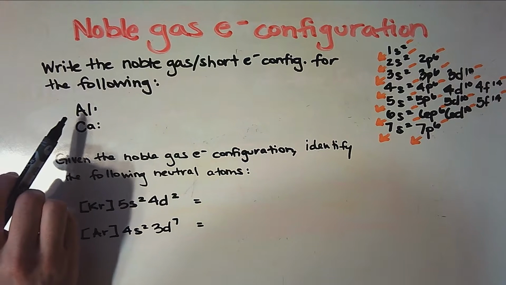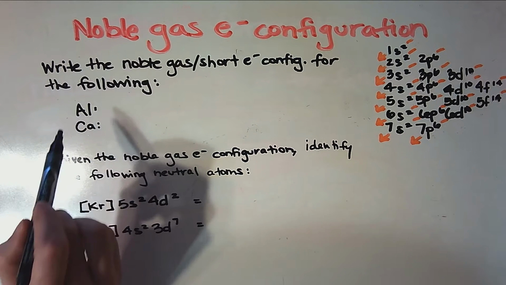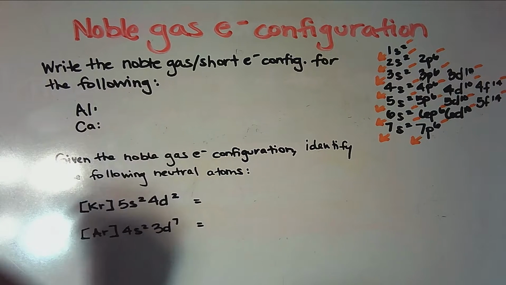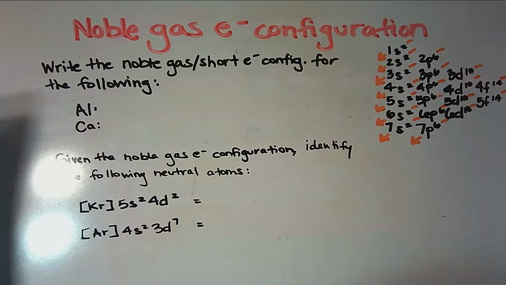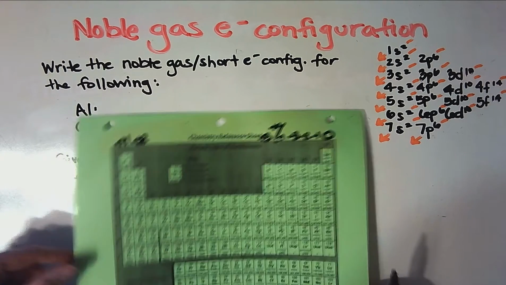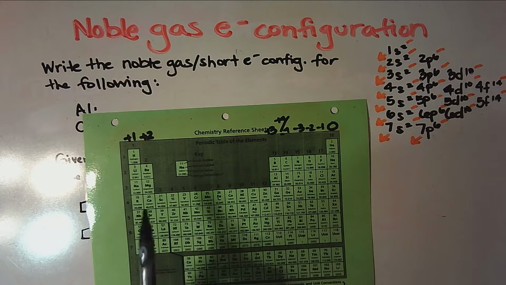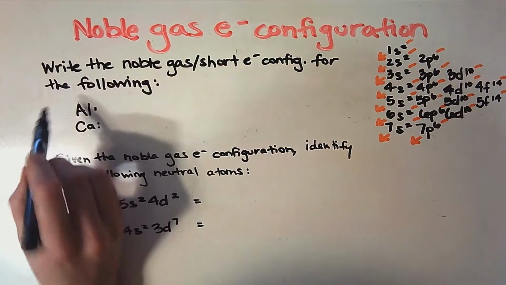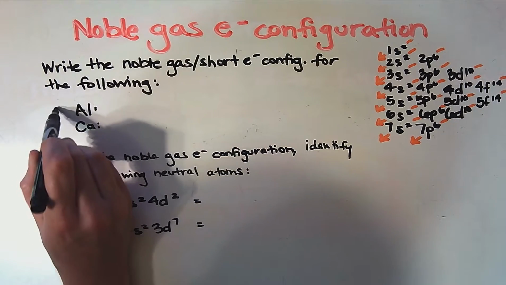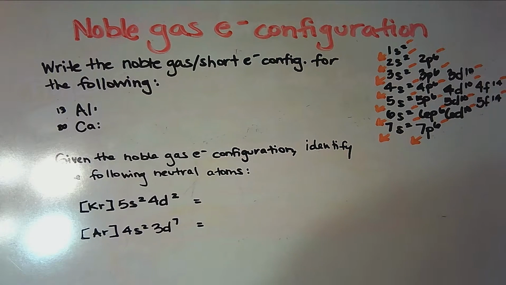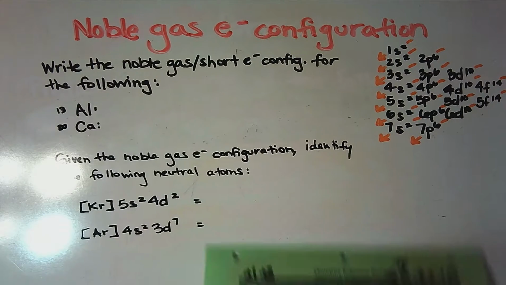So we're going to do the noble gas configuration for both aluminum and calcium. As before, we need to know the number of electrons before we can even start. Aluminum has an atomic number of 13. Calcium has an atomic number of 20. I'm going to write both of these down to the side just as a reminder of how far I need to go. You don't have to do that.